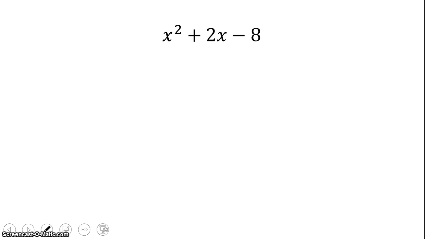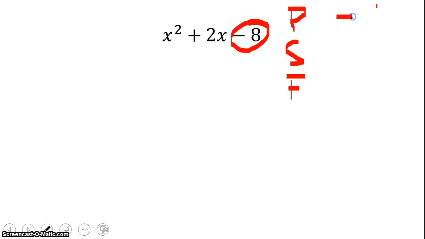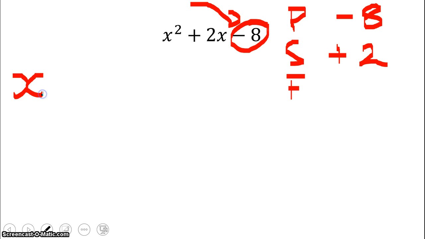Here's one that's a little bit different, but we're going to follow exactly the same process. P, S, F. So my product in this case is minus 8. My sum is positive 2. And we need to know a couple of things. I can see that my c term is negative, so they're going to have different signs. So one's going to be negative, one's going to be positive.